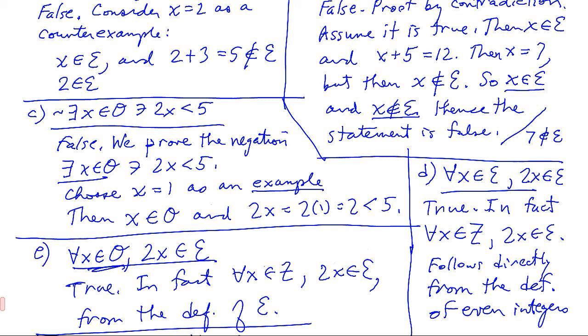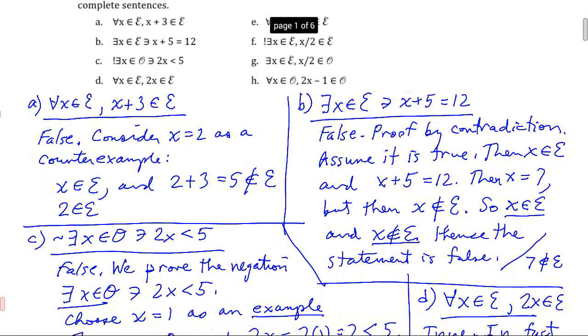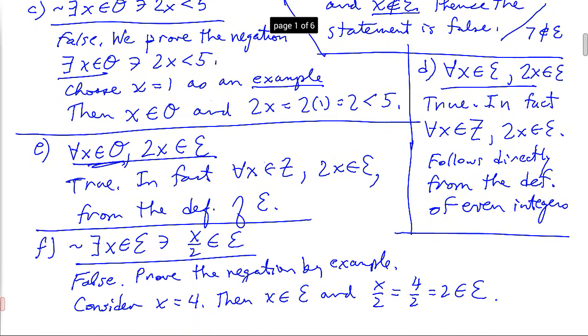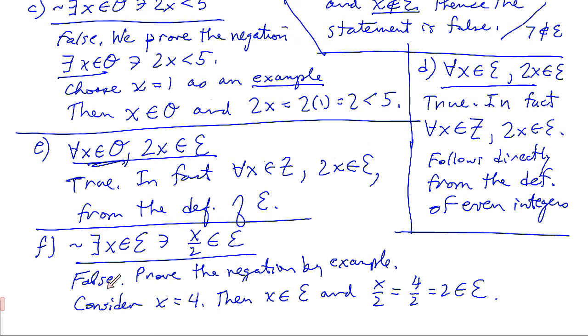Okay, let's move on to part F. F says it's not the case that there's an even number such that x over 2 is also even. And I think that's false because I can think of a case of an even number where x over 2 is also even, and I'm thinking of the number 4. 4 over 2 is 2, which is also even. So for part F I'm going to say that it's false, and I'm going to prove the negation. And the negation is the existential statement.